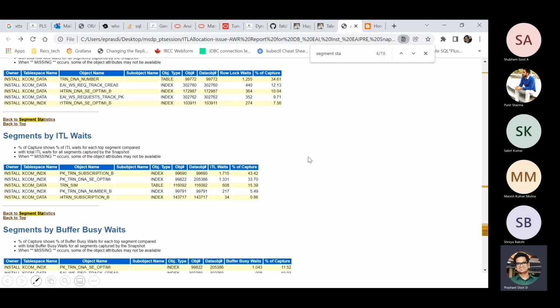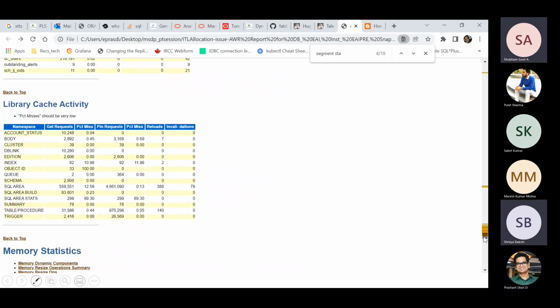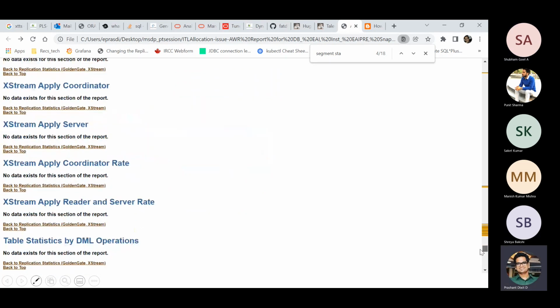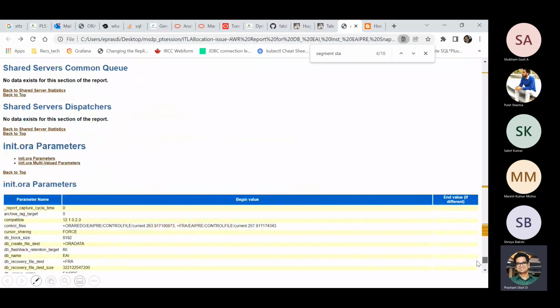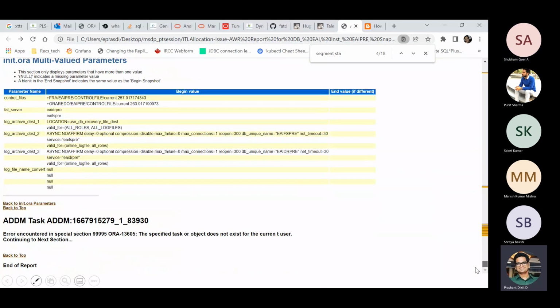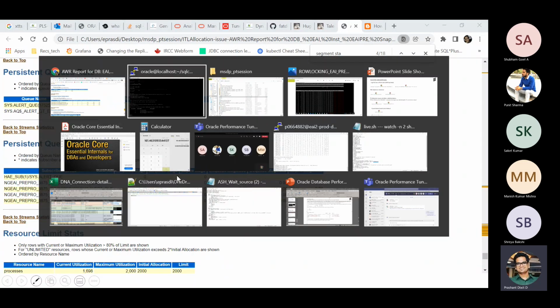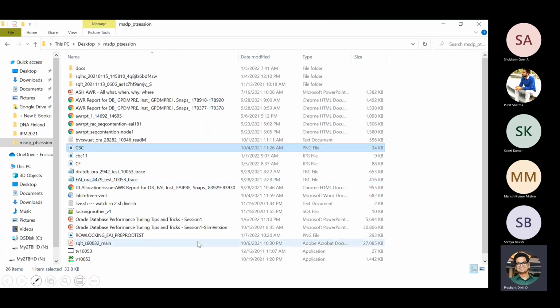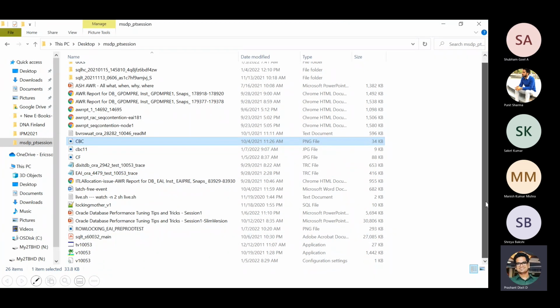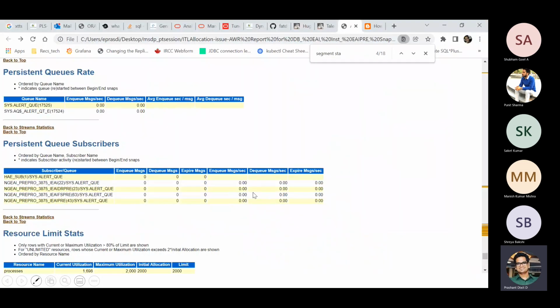And also check the DB time contribution, its percentage that contributes to overall DB time. Apart from that, if you go down, nowadays you also get the ASH reports embedded. Unfortunately, I do not see an ASH report here, but usually you'll see ASH reports now clubbed along with the AWR reports. Okay, let me move to the other slide.